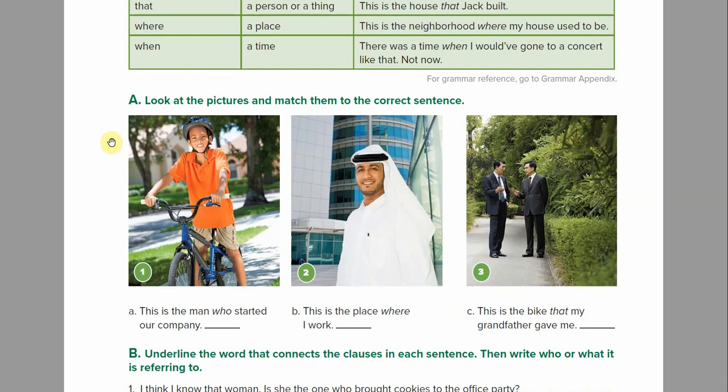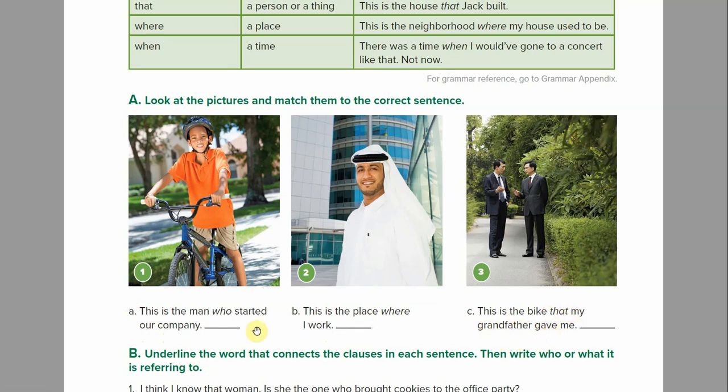Exercise A says to look at the pictures and match them to the correct sentence. All right, so here's a kid on a bike. Here's a guy standing in front of maybe an office building. And here are two guys that look like businessmen. So, A, this is the man who started our company. B, this is the place where I work. And C, this is the bike that my grandfather gave me.